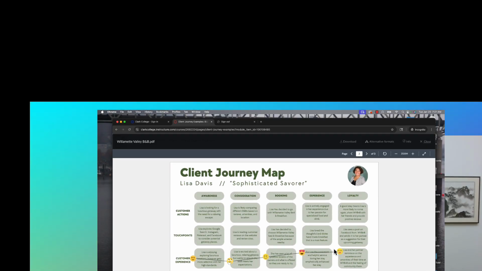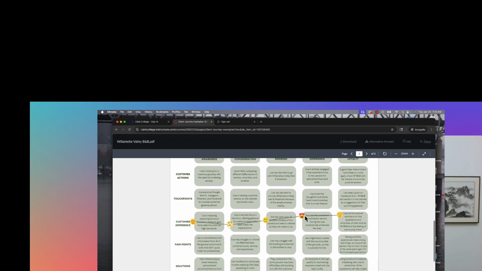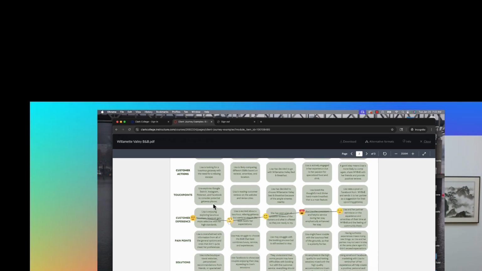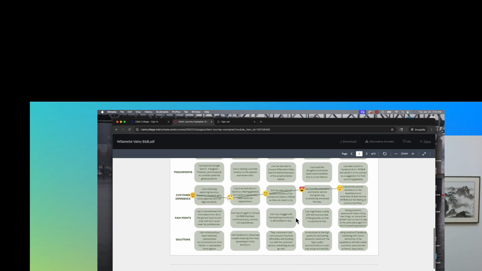This is a pretty cumbersome assignment. You have to fill in each of these bubbles in your voice. So when a customer takes action through the awareness, consideration, booking, experience, and loyalty phases, what's happening? What are some of the touch points they'll experience? A website, maybe a brochure, maybe a commercial, whatever it may be. There's touch points along the way. Maybe you're calling a call center. What's the customer experience like? What are some of the pain points that might happen during each of those phases? And finally, what are your solutions for that?